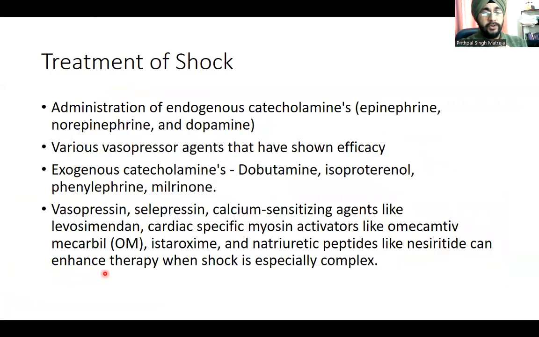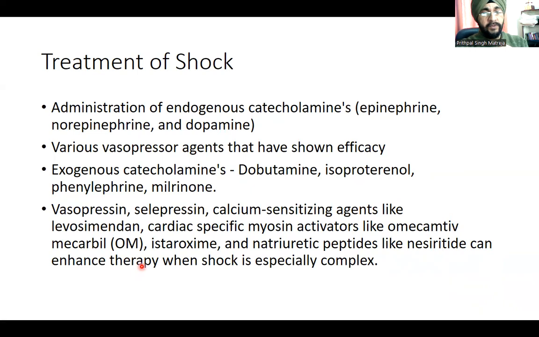Now, when we talk about the treatment of shock, as I said in the beginning, not much has changed. My focus would not be on the etiology or any other aspect. I will not be talking about the IV fluids. What I would be talking about is the main drug therapy that is used to raise the blood pressure and to increase the organ perfusion inside the body. For that, we tend to use endogenous catecholamines, which are being used for the past 5 decades or more. And then we have other vasopressor agents that are used.